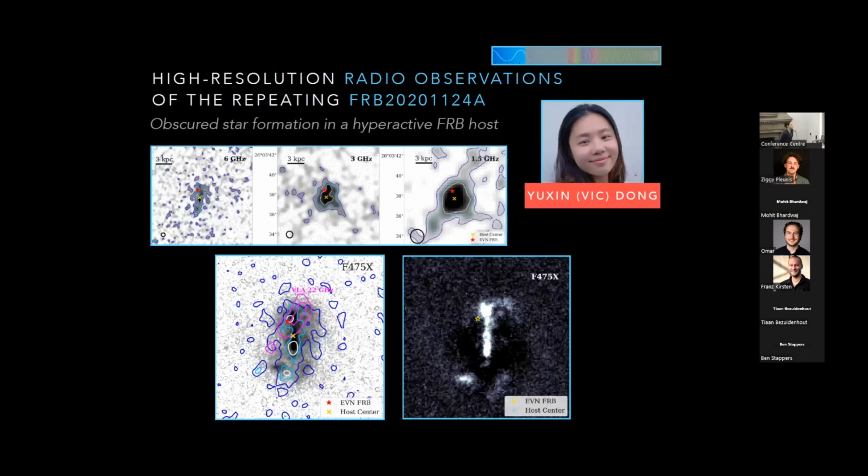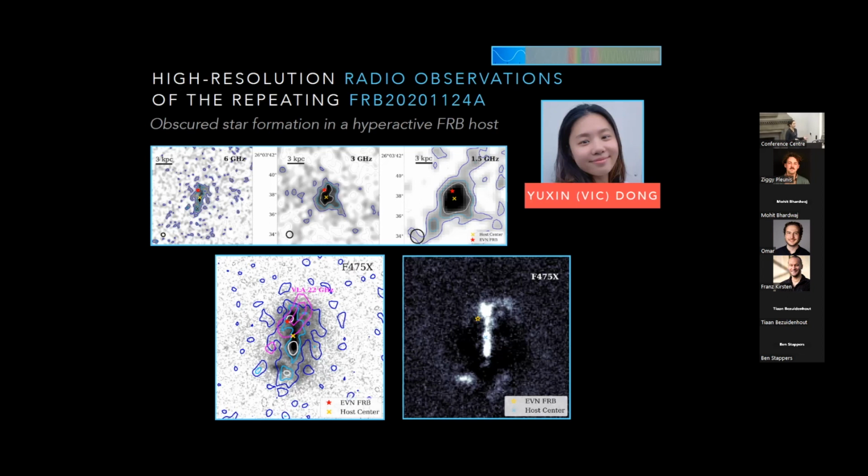Starting at long wavelengths, radio observations of FRB hosts have thus far led to the discovery of two persistent radio sources, as we all know. And in at least a few cases, there's also radio emission detected from the galaxy itself that's associated with star formation. One such example is FRB 20201124A. This is a hyperactive repeating FRB, and it's also the first repeating FRB that is associated with radio emission attributed to star formation in its host galaxy.